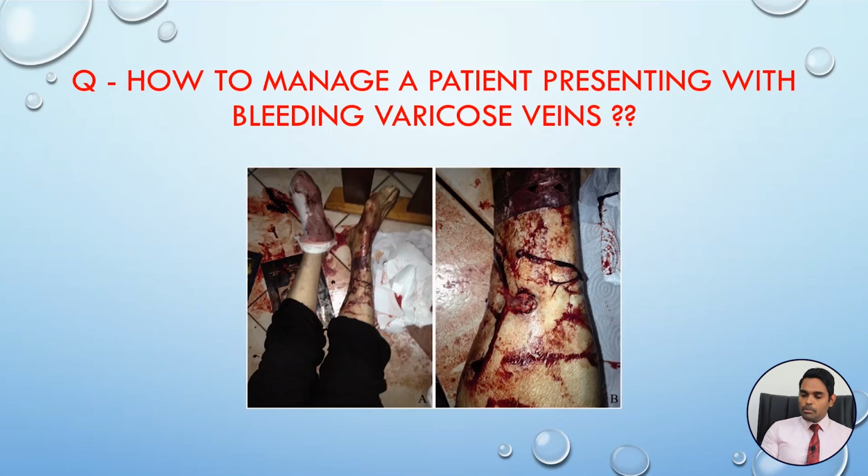Okay, so the key points to keep in mind are: control the bleeding by applying pressure and advise the patient to get it treated as soon as they can.